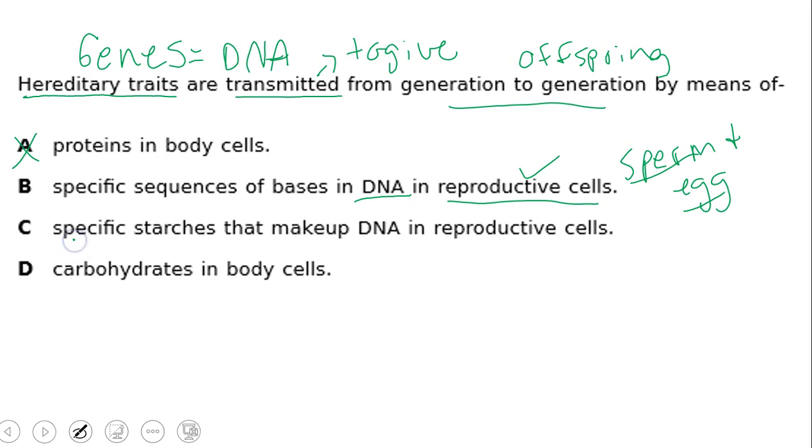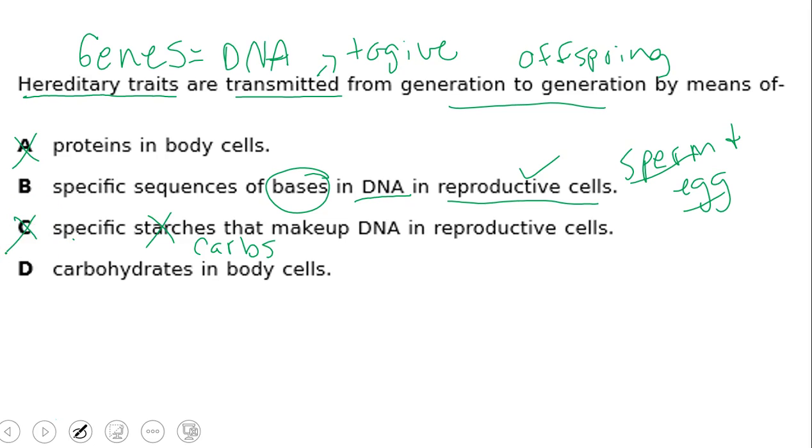C says specific starches that make up DNA. Well, we know that DNA has bases. It doesn't have starches. Starches, remember from biomolecules, starches are carbohydrates. And they do have sugars in there, but that's not what gives us our traits. It's not what's passed on to our children. So we can't be C.